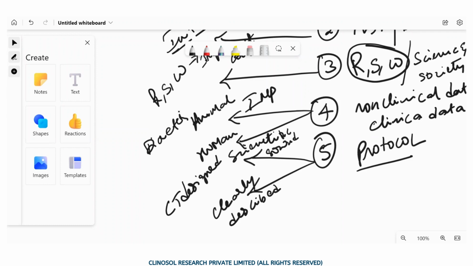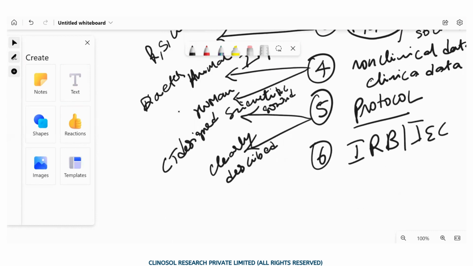Now, protocol is a document which contains your objective, design, methodologies, statistical considerations, and organization of the clinical trial. So this is your 5th principle, a very important principle, which is your protocol. Now coming back to the 6th principle, we speak about IRB and IEC. It's an independent body which reviews and approves your clinical trial documents, such as protocol or ICF or CVs or IVs and all those things.